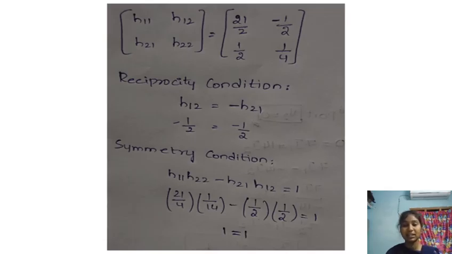The reciprocity condition is H12 is equal to minus H21. We substitute the values: minus 1 by 2 is equal to minus 1 by 2. And the symmetry condition is H11 H22 minus H21 H12 is equal to 1. We substitute the values. After substituting, we check the answer, and if the answer is equal, then the H parameters are proved.